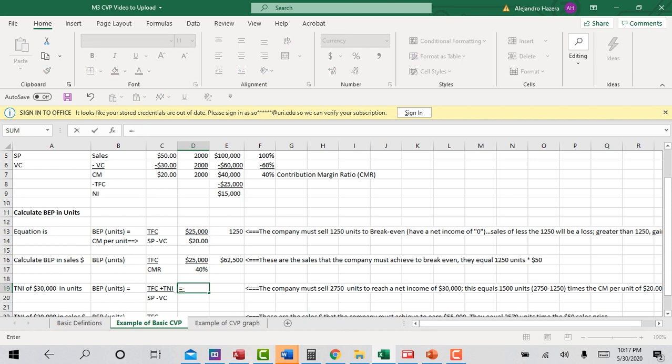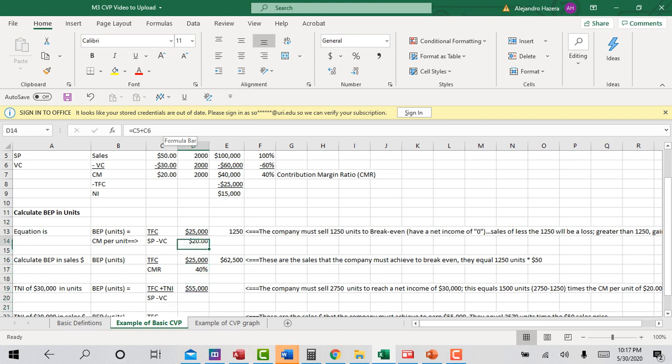We're going to take our total fixed costs of 25,000 and add to that our target net income of 30,000. Now we've got to cover, instead of just 25, 25 plus 30, our target net income. Then we divide by the same contribution margin per unit as up here, $20. Up to the break-even point of 1,250 units, you have income of zero. Once you sell 1,251 units, you start making a profit.